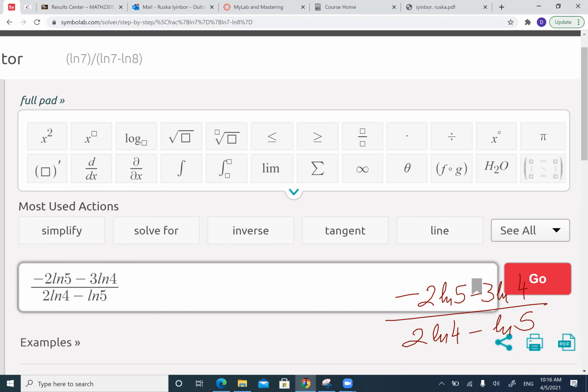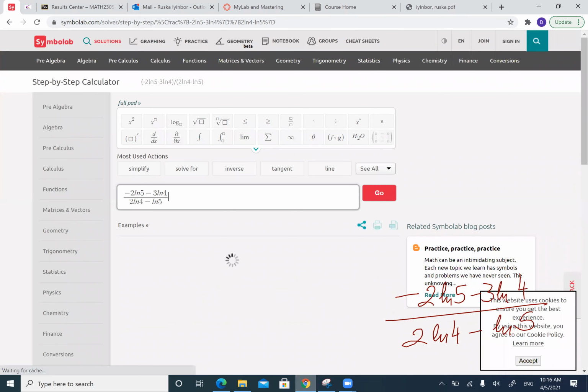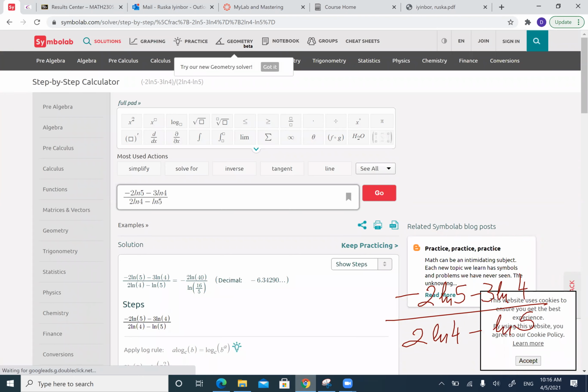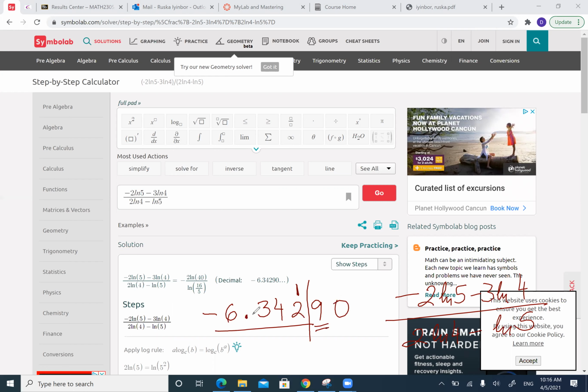Okay, so you enter it exactly the way it is, and then you're going to get the decimal number. I'm going to write it again so I can copy that easily. The answer in decimal form, I need to round, so it's negative 6.34290. If I want 3 decimals, this is 9, so I'm going to add 1 to this, so it's going to be negative 6.343. So that's what you're going to get.